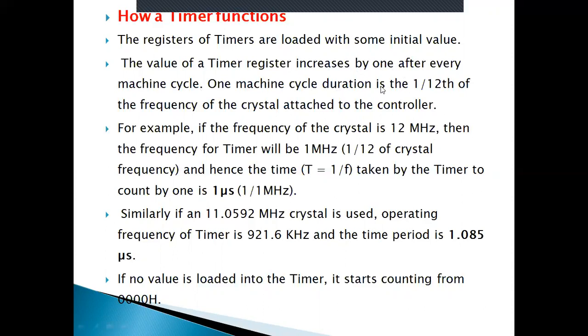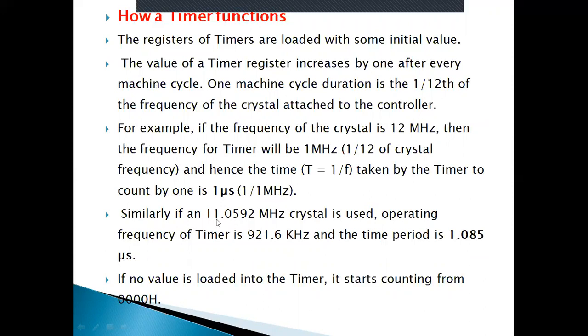So one machine cycle duration is 1/12 of the crystal frequency attached to the controller. We know about this. For example, if the frequency of the crystal is 12 megahertz, then the frequency of the timer will be 1 divided by 12 into 12, so it will be 1 megahertz. And hence, time period, we know time period is always equivalent to 1 divided by frequency. Hence, if you take 1 divided by 1, you will get 1 microsecond as the time period.